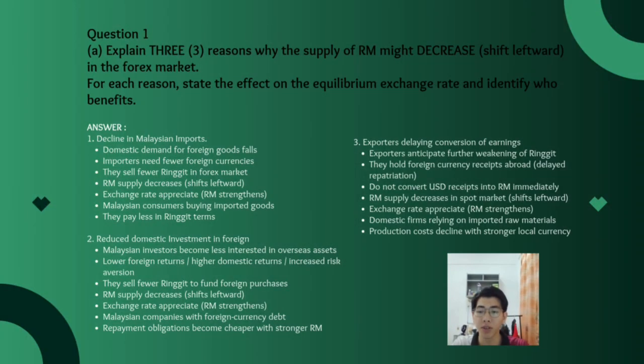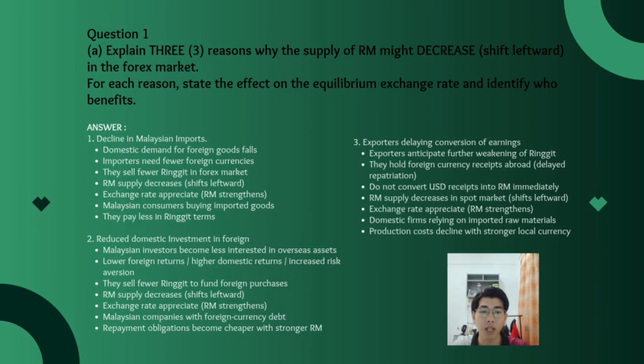Second, reduced domestic investment in foreign assets. Malaysian investors become less interested in overseas assets: lower foreign return, higher domestic returns, increased risk aversion. They sell fewer ringgit to fund foreign purchases. RM supply decreases, shifting leftward. Equilibrium exchange rate appreciates. This benefits Malaysian companies with foreign currency debt. Repayment obligations become cheaper with a stronger RM.